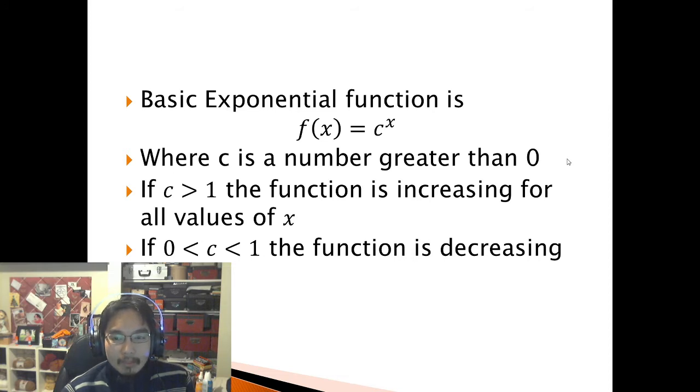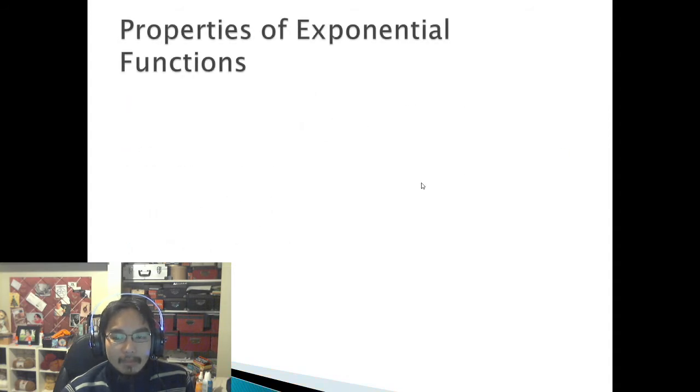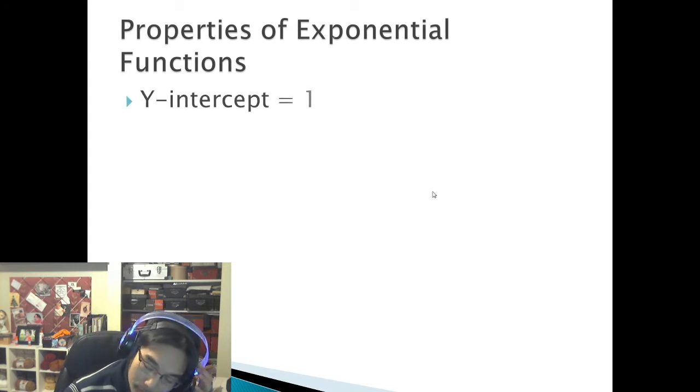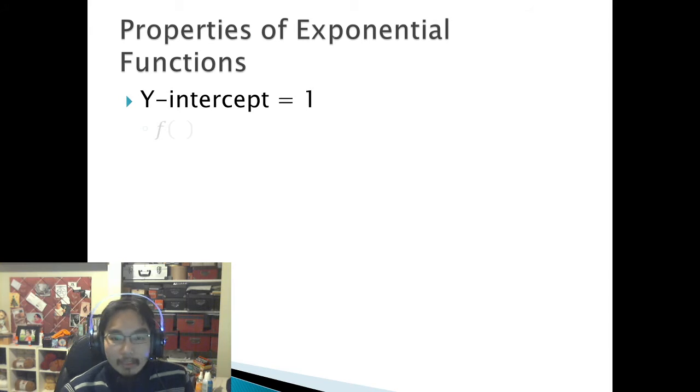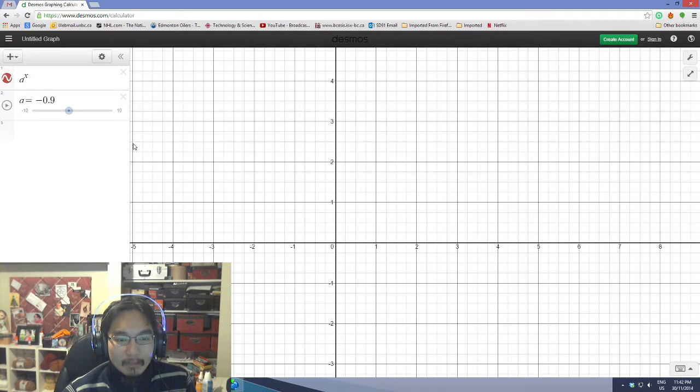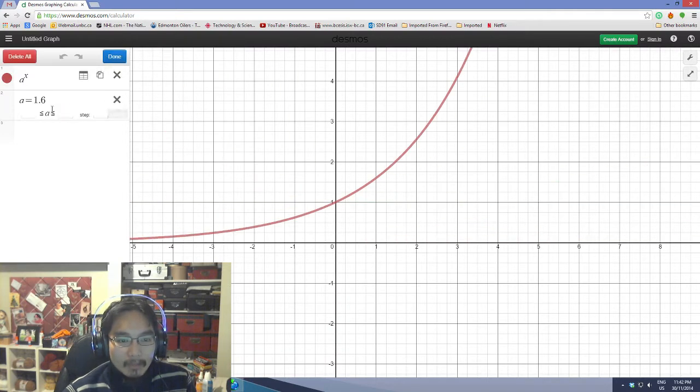So some other interesting properties of exponential functions are this. One, the y-intercept is always going to equal 1, because mathematically, if you take anything to the 0 power, it's going to equal 1. So no matter what, you'll always know at least one point, and that's the y-intercept. So let me just change some settings here.